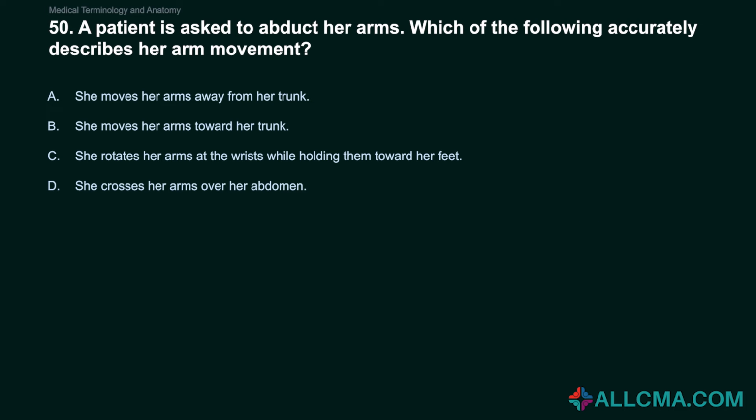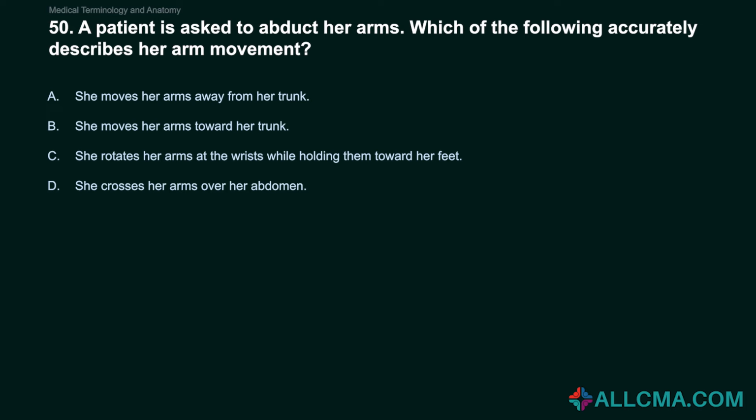50. A patient is asked to abduct her arms. Which of the following accurately describes her arm movement? A. She moves her arms away from her trunk. B. She moves her arms toward her trunk. C. She rotates her arms at the wrists while holding them toward her feet. D.